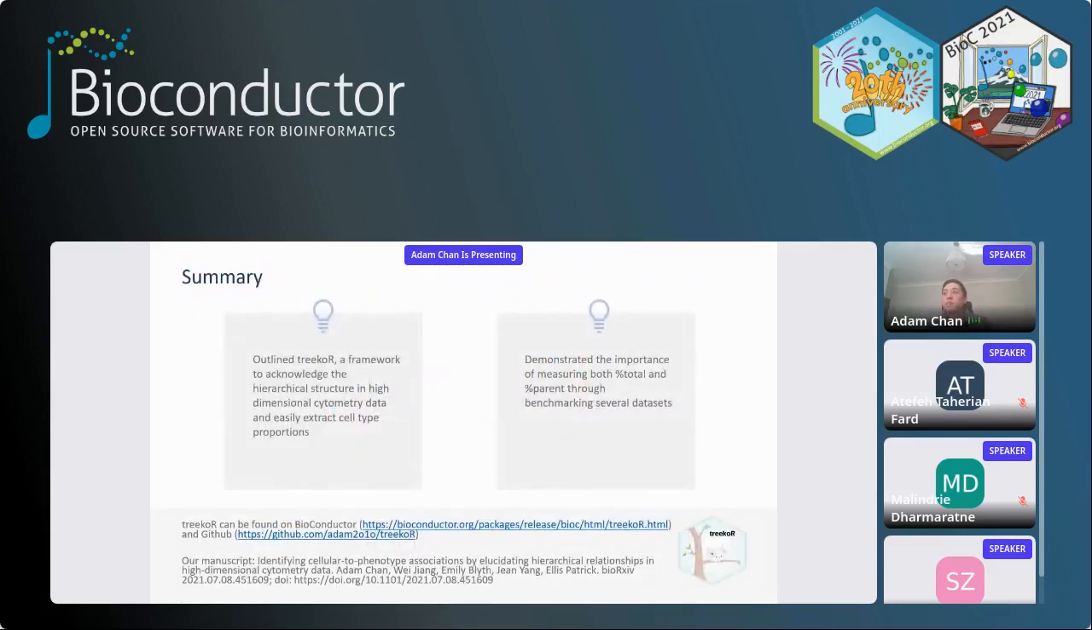So as a summary, we outline TREEKOR, which acknowledges the hierarchical structure in the high-dimensional cytometry data and provides an easy way to extract both percent total and percent parent cell type proportions. And from the benchmarking and case study, we demonstrate the importance of measuring both. And TREEKOR can be found on Bioconductor and GitHub as well, which we are actively making changes to. Our manuscript can be found here as well.